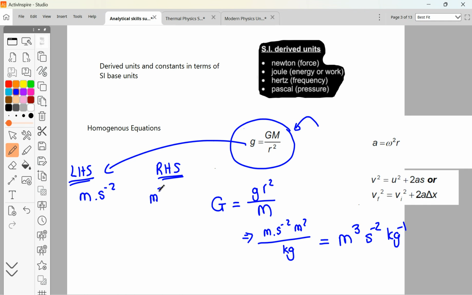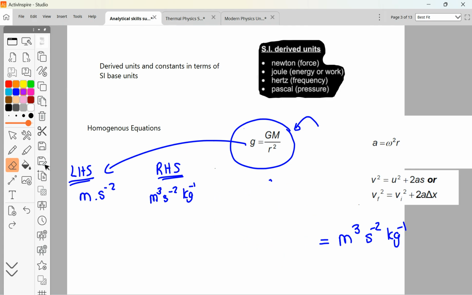If you had a question like this, it would be from the information sheet. Kilograms to the -1. And let me just clean this up. And then we would have the M there on the right-hand side, which is kilograms, and immediately you can see that those two would cancel out. R squared is meters squared, so 2 of those will cancel 2 of those, and we end up with the unit here. And you can show it like this.